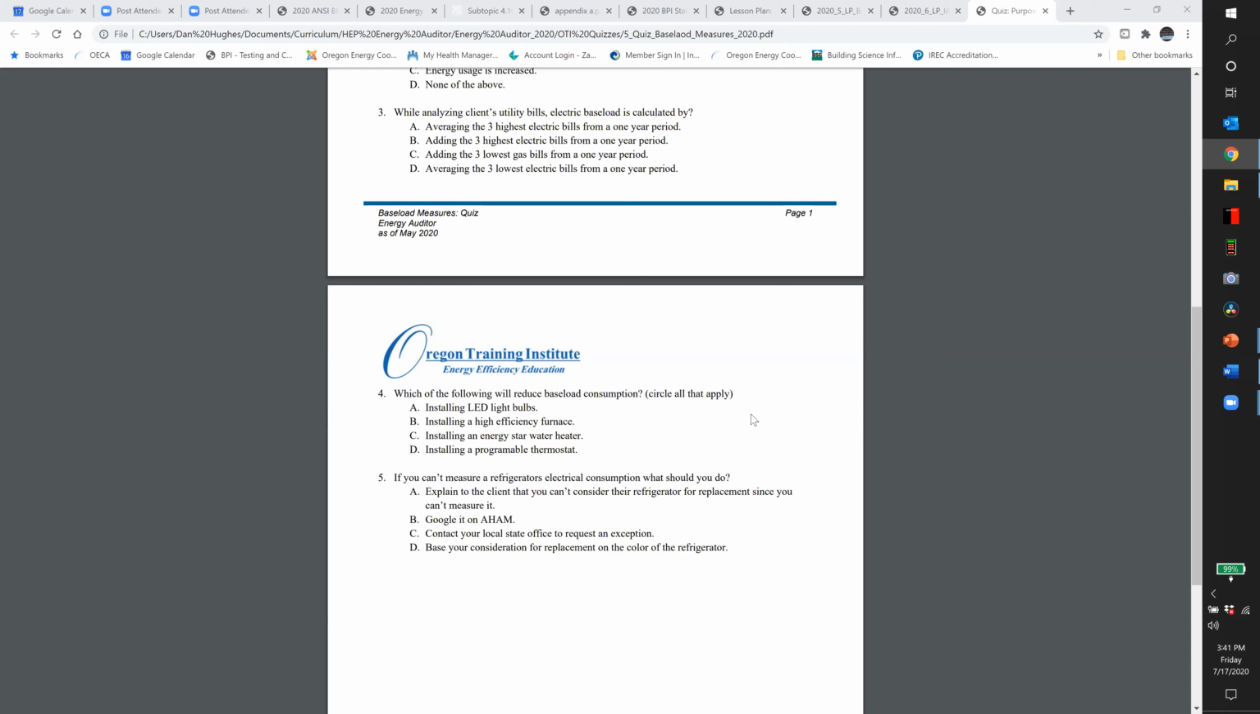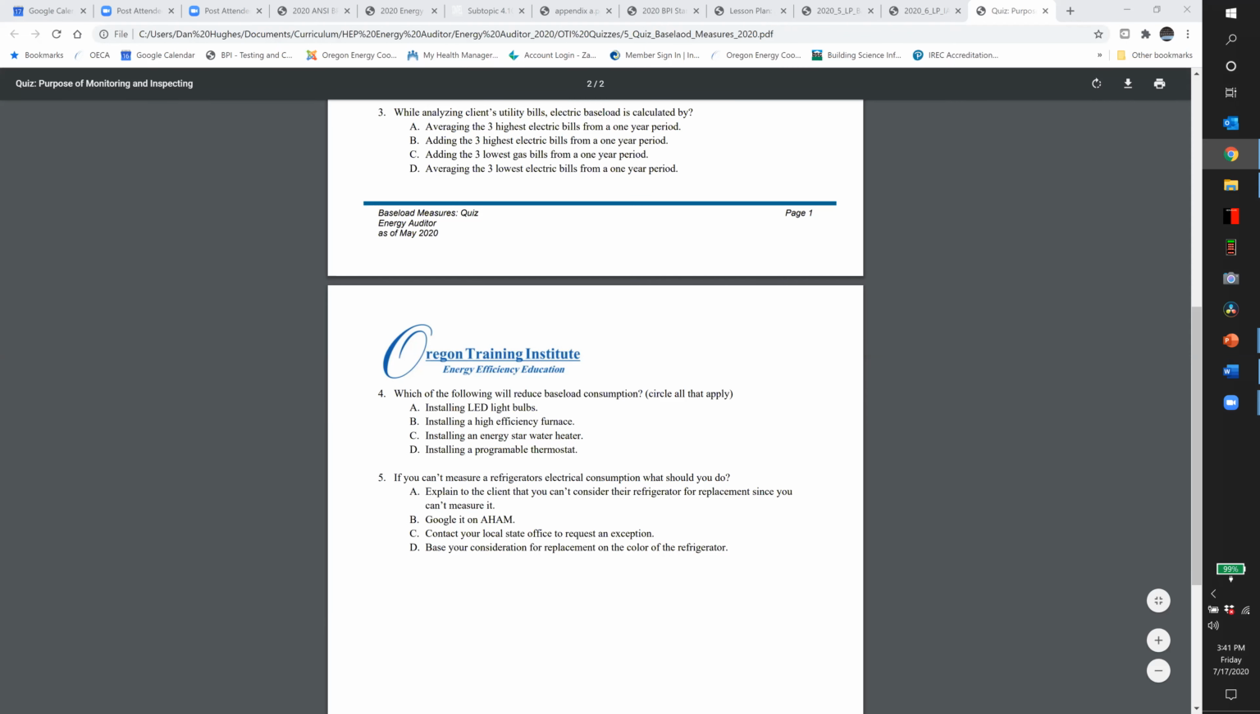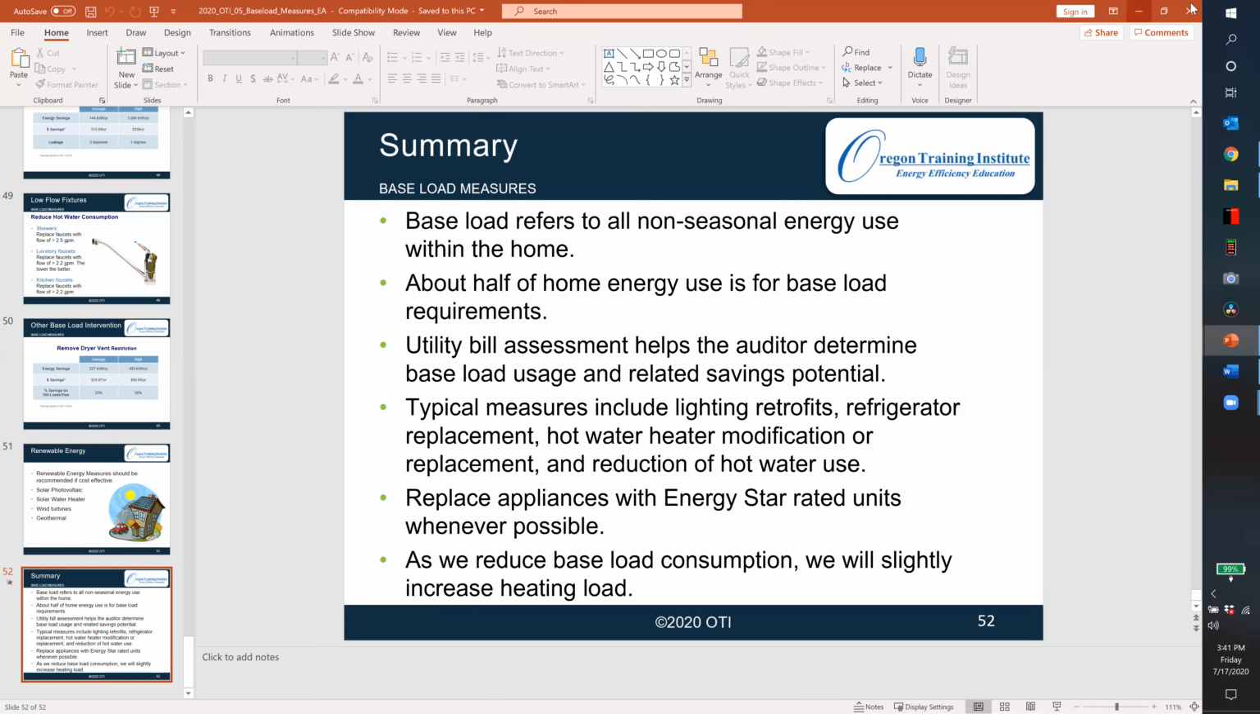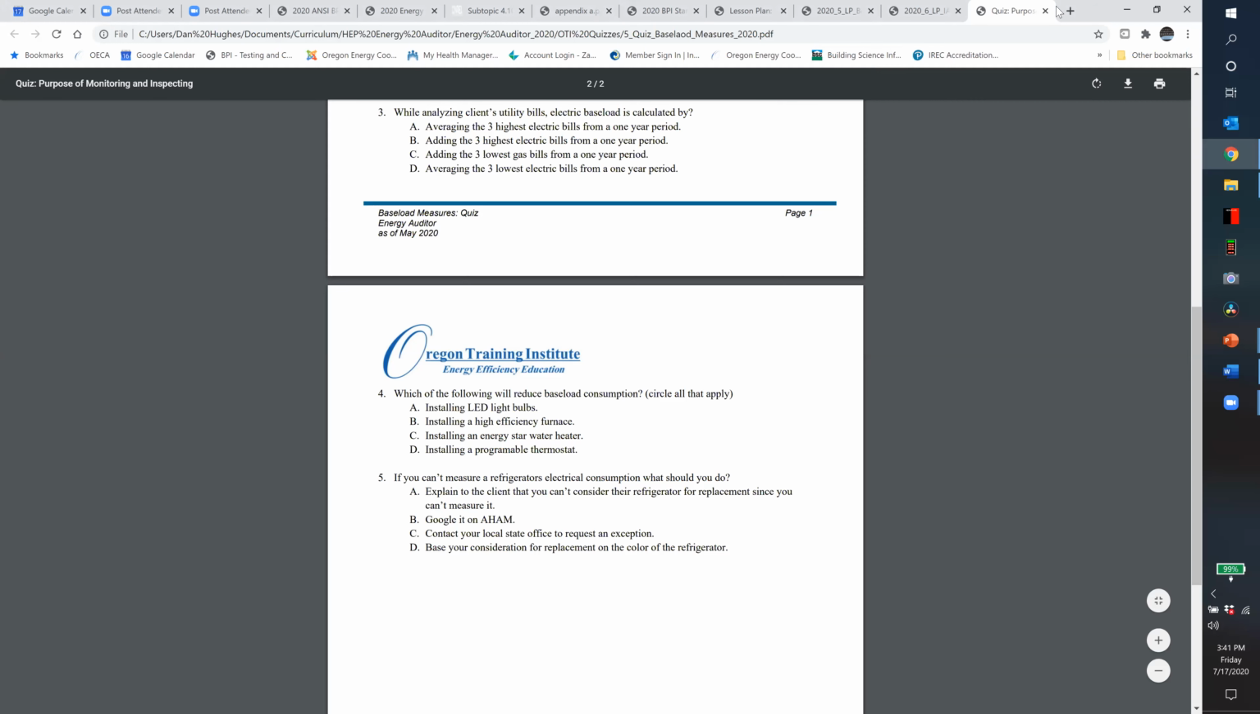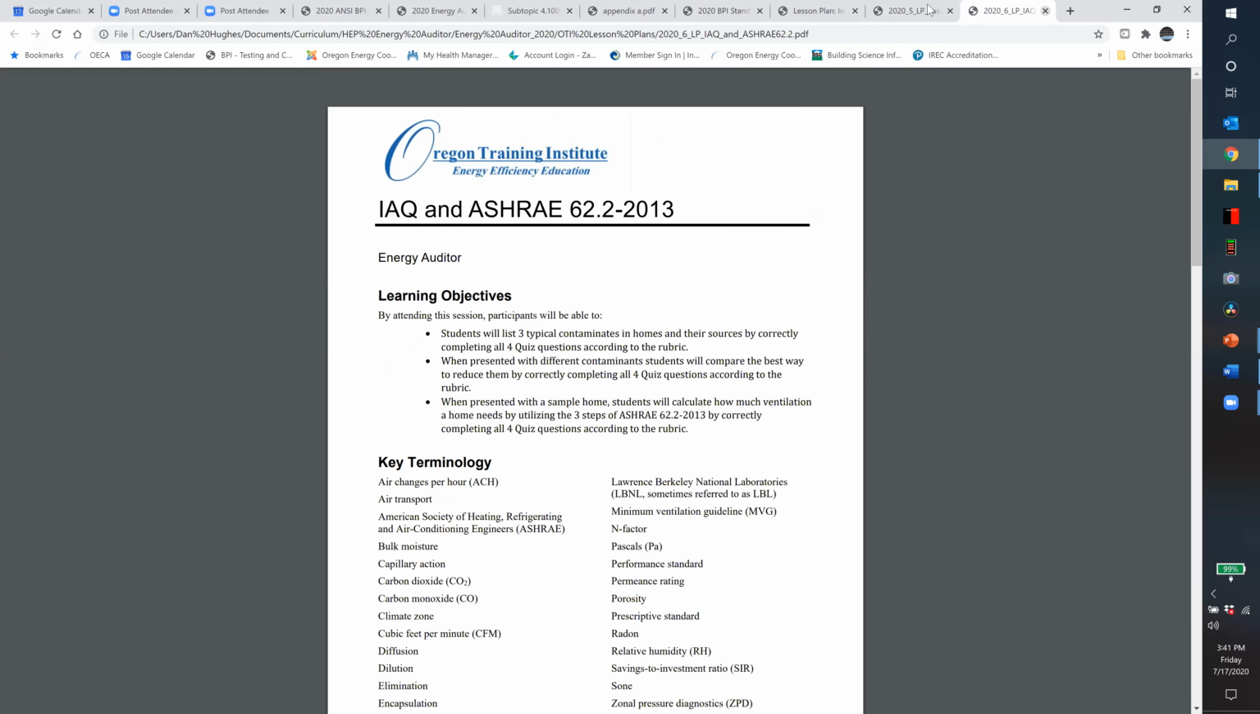So any questions about base load? All right, well, if you guys think of any, let me know. So next, let's move on to blower door. And I know most of you are doing blower doors already, so I'm going to keep it short, but make sure you're ready for the exam.